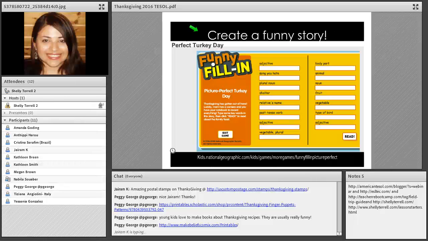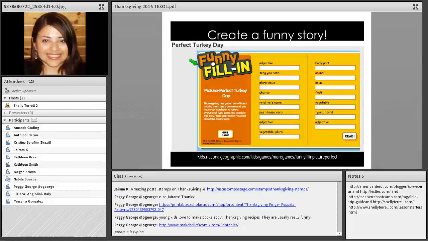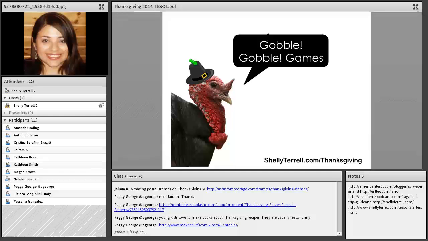They can create a funny story. It's a great way for them to use grammar. This is from National Geographic Kids. The students put in an adjective, plural nouns, a relative's name, past tense verbs, so they do learn about different grammar. And they love this. They want to play it again and again, and they like to show each other the funny stories that come about. So this is a funny fill-in from Kids National Geographic.